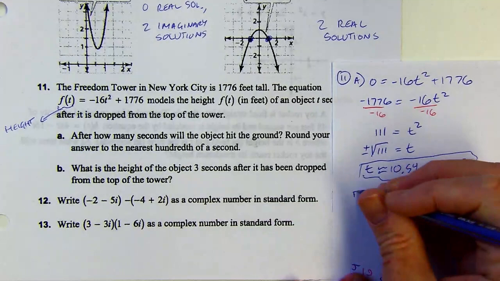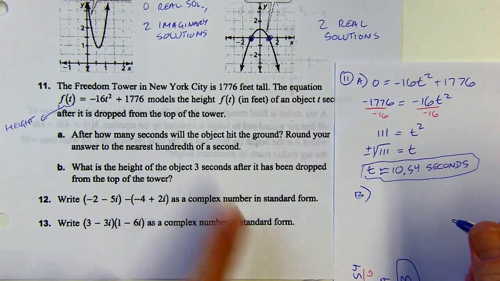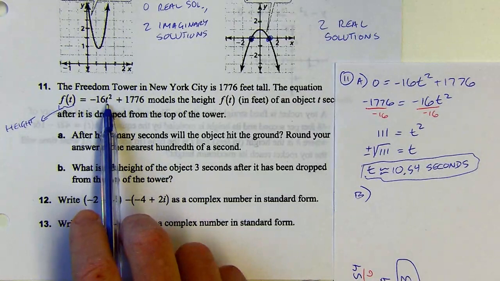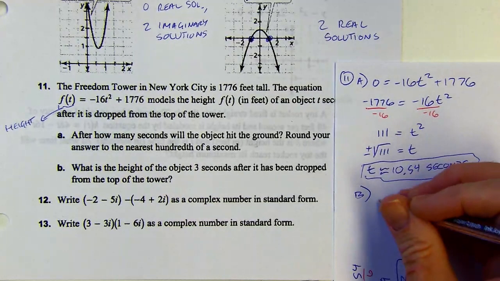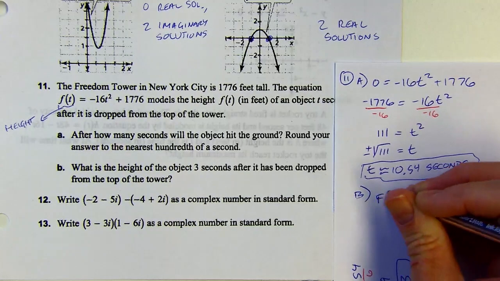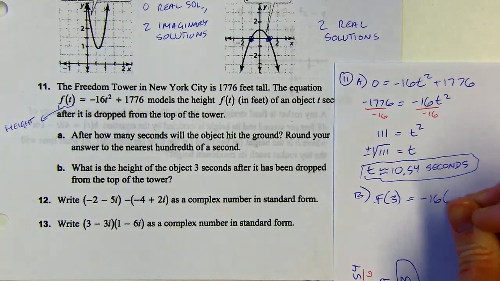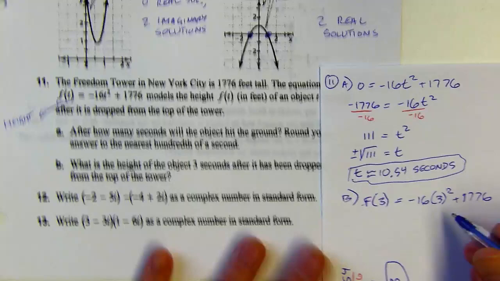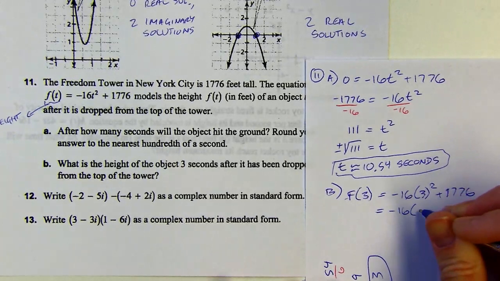Okay, and then part B says, what is the height of the object 3 seconds after it has been dropped? So here it's telling me the time. So I'm just going to plug 3 into this equation for t. So I'm finding f of 3. I'm finding the height after 3 seconds. Negative 16 times 3 squared plus 1776. So then it's just PEMDAS, right? So I'm just going to do the exponent first.